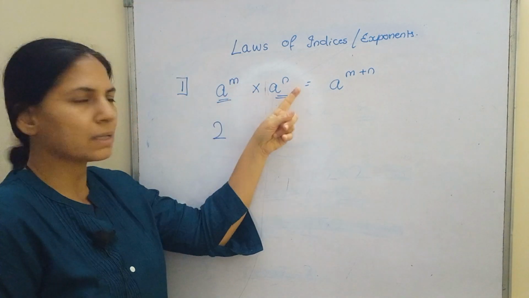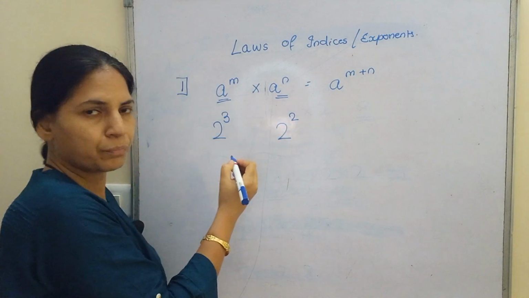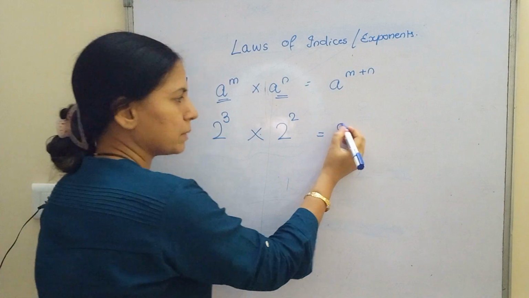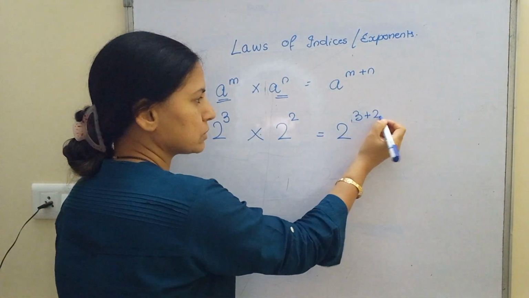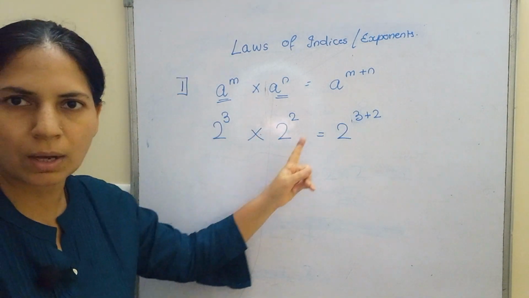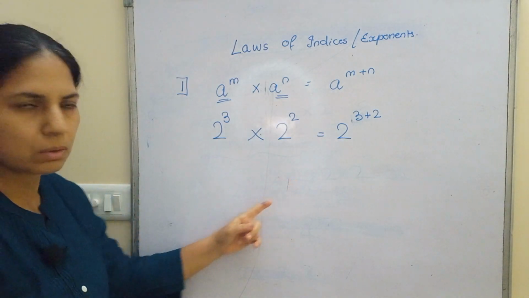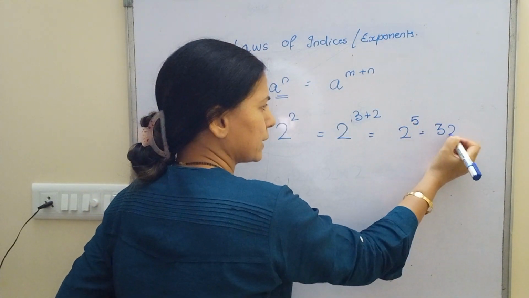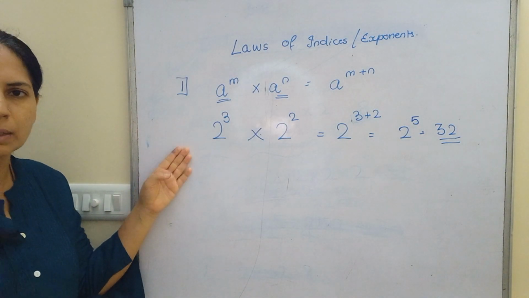Now the powers are different. For example, if the power here is 3 and the power here is, let's say, 2, and we are multiplying it, what would be the answer? Write that common base here and add these powers. Whenever there is a multiplication, you have to add the power, provided you have a common base. So this becomes 2 raised to 5, which was, I think you remember, 32. This is rule number 1.